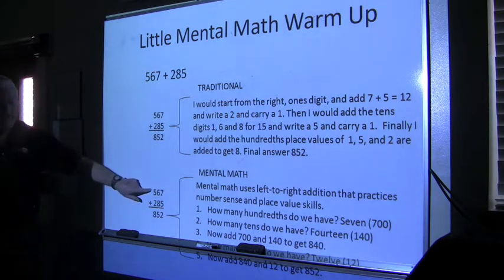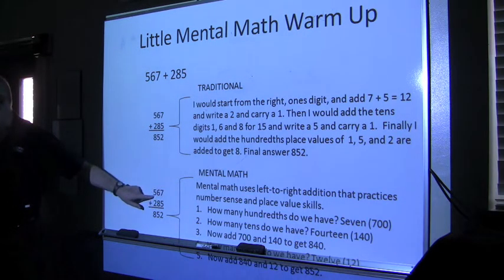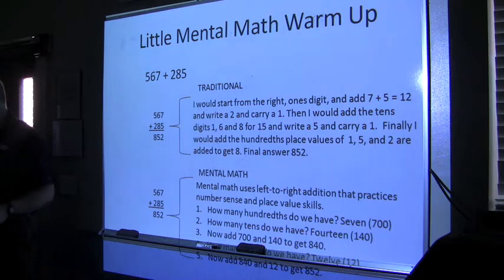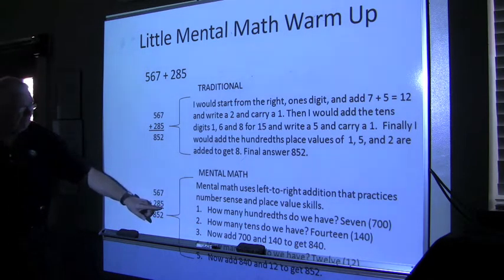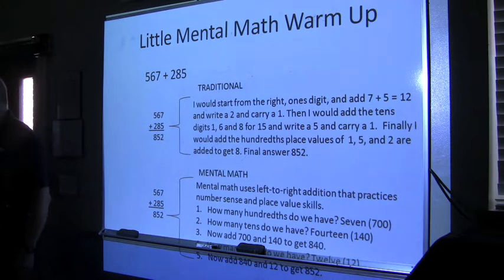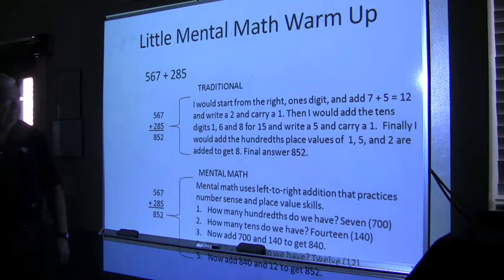What they do is start actually over at the left. And so this is the hundreds place value. So 5 plus 2 is actually 700. Then they come over here, 6 plus 8 in the tens value would be 140. 700 plus 140 is 840. And then 7 plus 5 is 12. So 840 plus 12 would be 852.